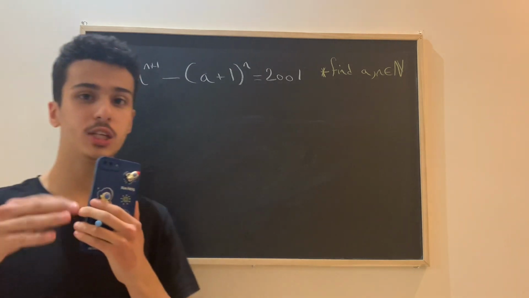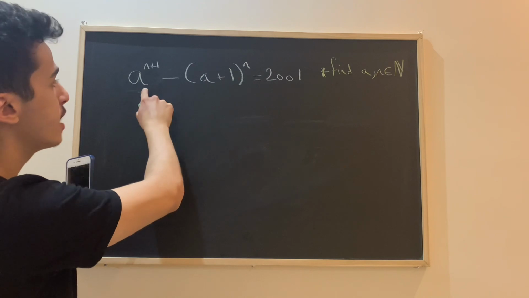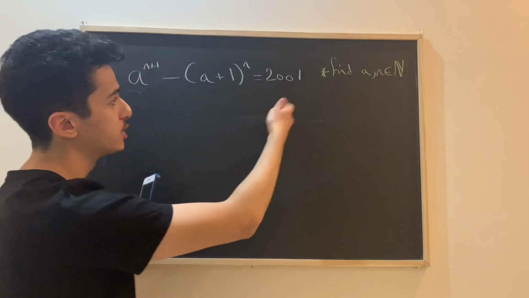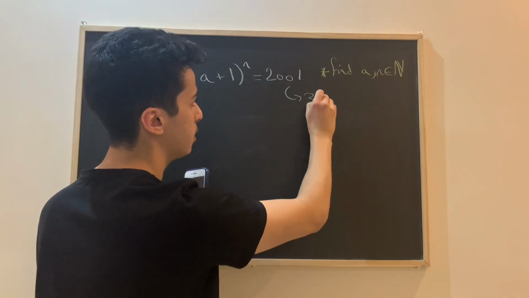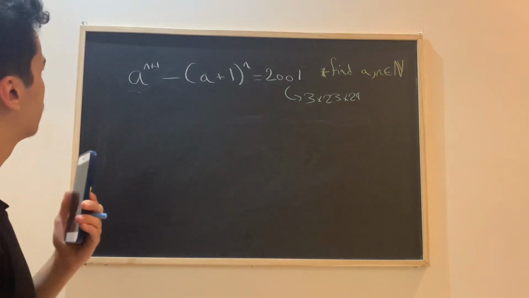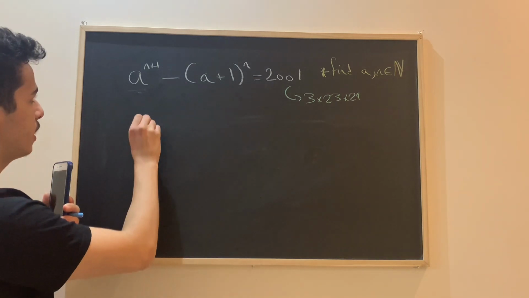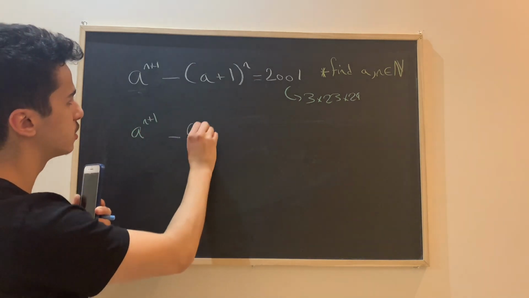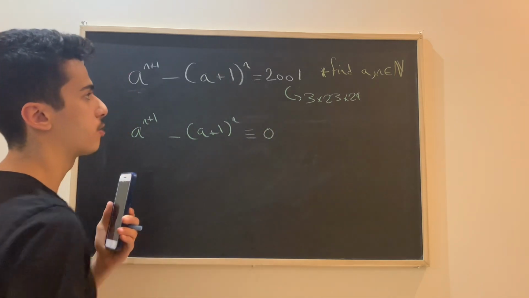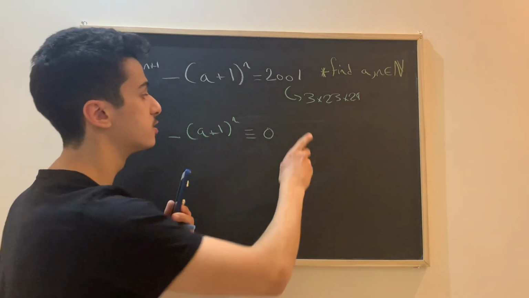So here I'm interested in a couple of modular forms. They are a plus 1, and one of the factors of 2001. 2001 factors into 3 by 23 by 29, if I'm not forgetting it. And, well, I'm going to take modulus 3 of this. And let's see why. A to the n plus 1 minus (a plus 1) to the n, well, that's congruent to 0 modulus 3. Why? Well, 3 divides 2001 and it doesn't leave any remainders.